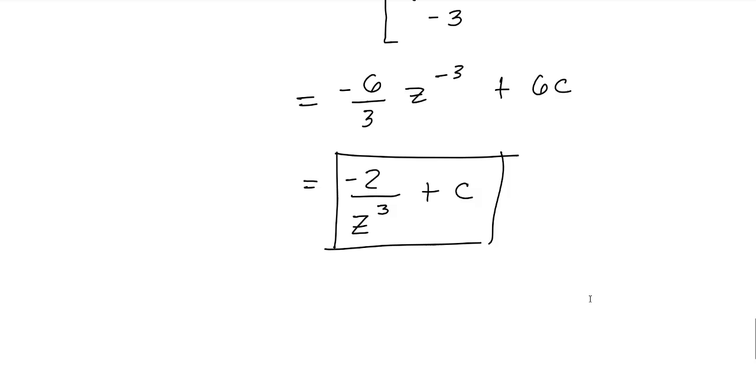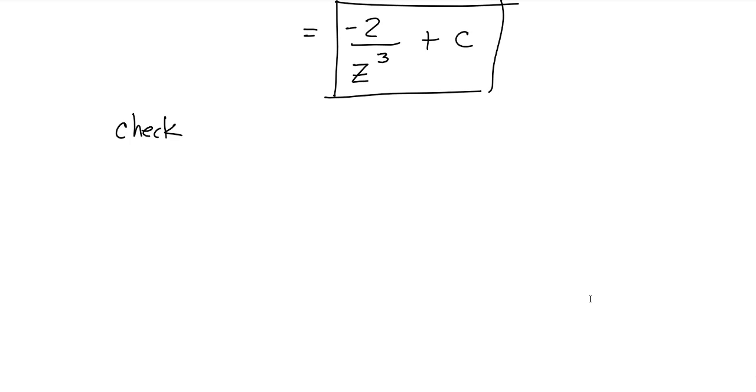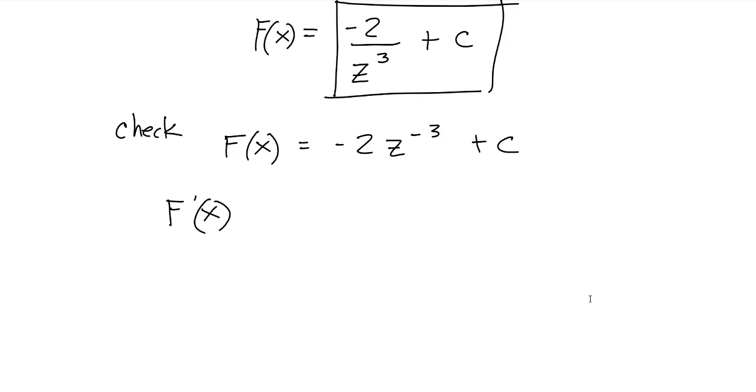We can try to check using differentiation. If we try to check, let's try to check our answer. So, this can also be written. This is equal to f of x. The integral is equal to negative 2 z raised to negative 3 plus c. If you will try to find the derivative of that function, that will be negative 2, bring down the exponent, negative 3, copy the base, exponent negative 3 minus 1, plus the derivative of a constant is equal to 0.